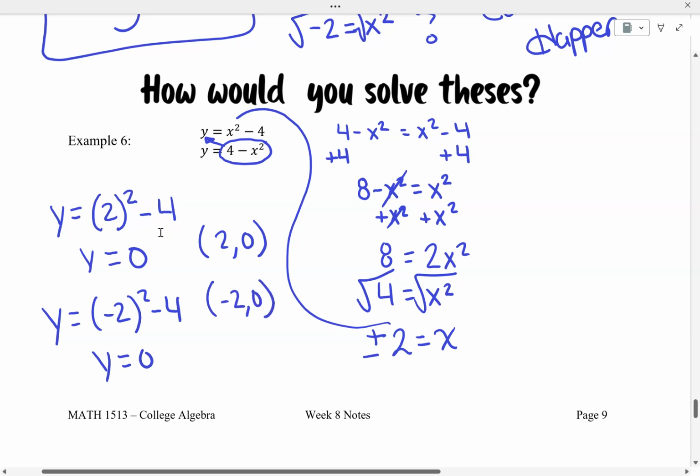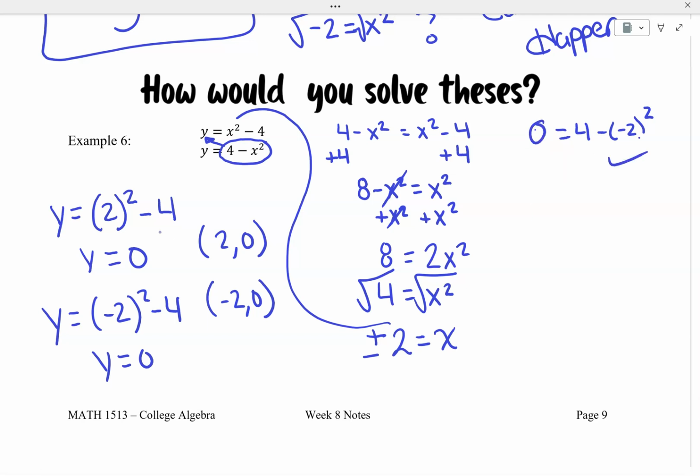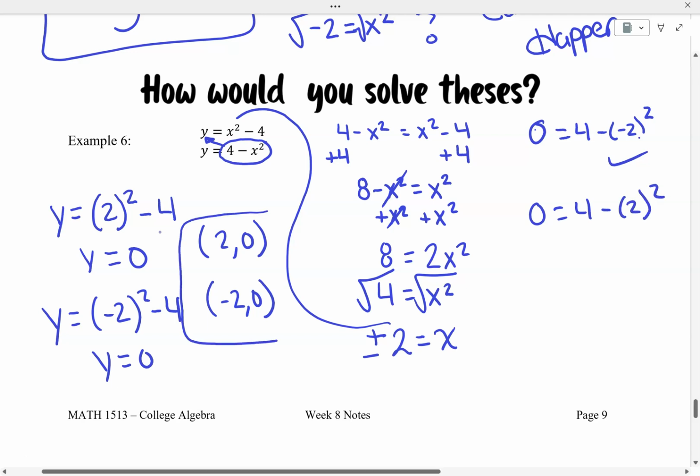So if we were to check that, I think you guys can see that if we did y equals 4 minus negative 2 squared, that gives us 0. Oops, I guess I should have a 0 there, sorry, when we're checking these. And 0 would also equal minus 2 squared. So these will be our answers. Okay, let's look at the next one.